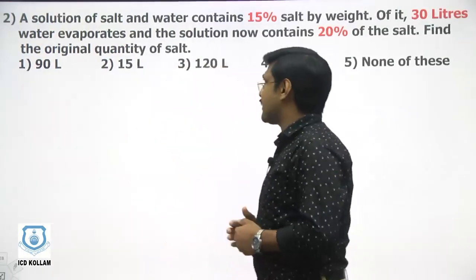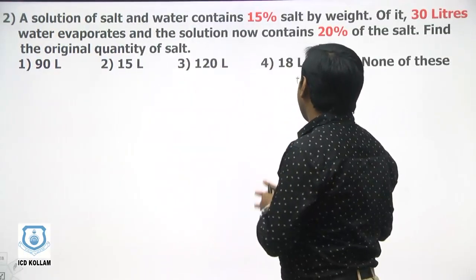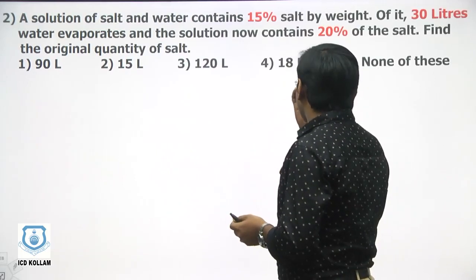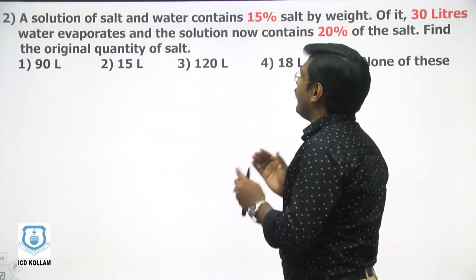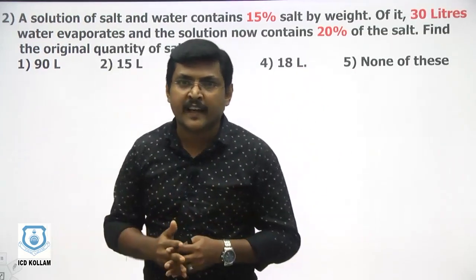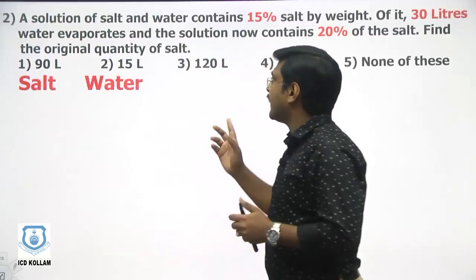So this is the question. A solution of salt and water contains 15% salt by weight. Of it 30 liters water evaporates and the solution now contains 20% salt. Find the original quantity of salt. So in this question they are dealing with a salt solution, right? So first of all I am considering salt and water.